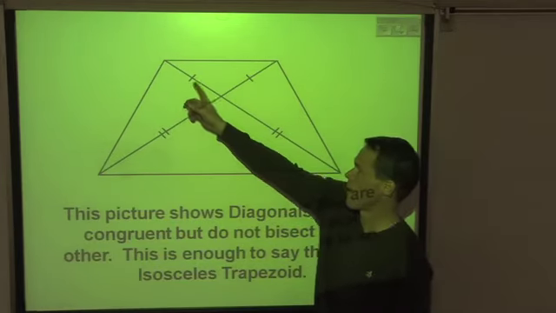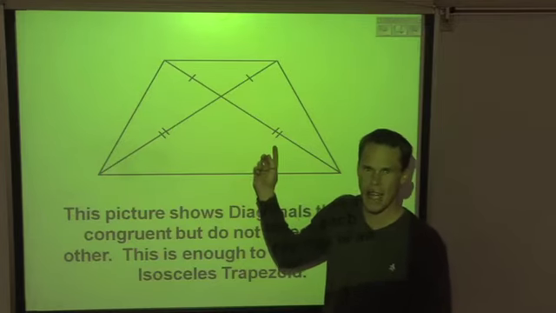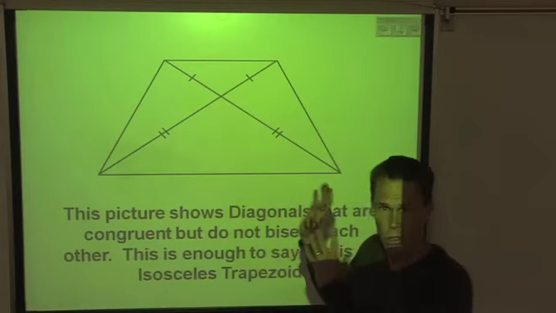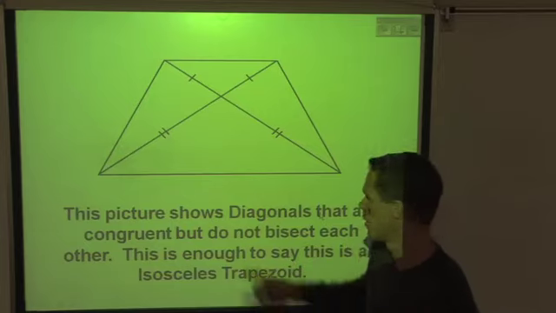See, if this was 5, that would be 5. If this was 8, this would be 8. 5 and 8 make 13. This shows congruent diagonals. But one really important thing, they're not bisecting each other.